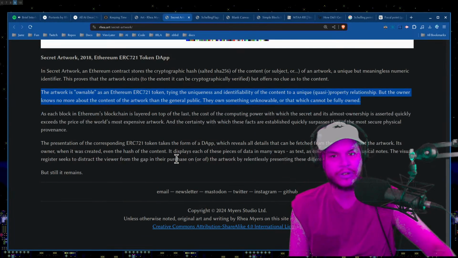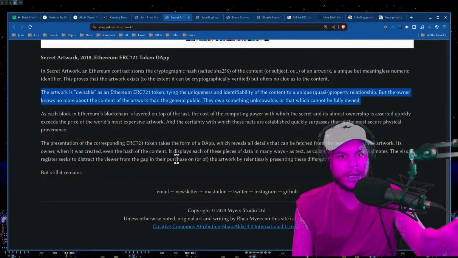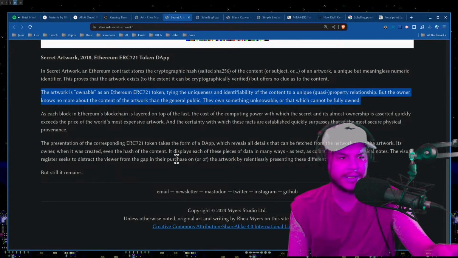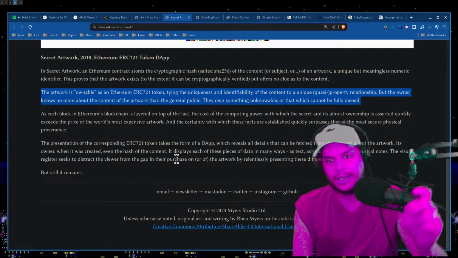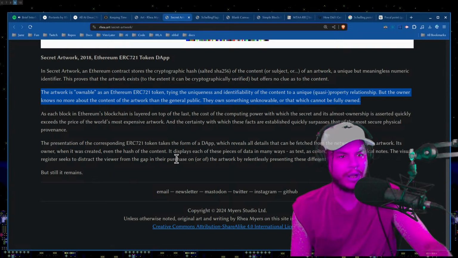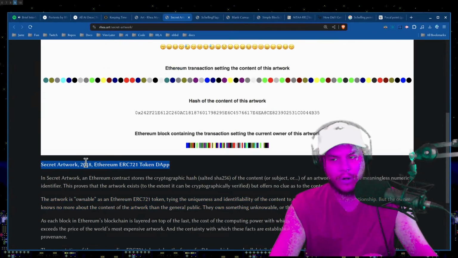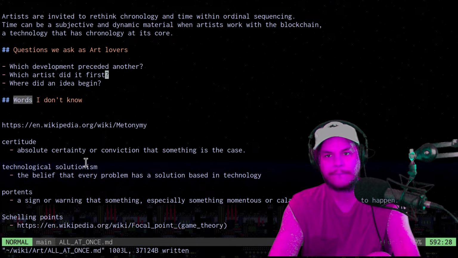The presentation of the corresponding ERC 721 token takes the form of a DApp which reveals all details that can be fetched from the network about the artwork, its owner, when it was created, even the hash. It displays each of these pieces of data in many ways as text, as colors, as shapes, as musical notes. The visual register seeks to distract the viewer from the gap in the purchase of the artwork by relentlessly presenting them different facts, but it still remains. Okay, great. Love it. Secret artwork. Don't even know what we're buying.